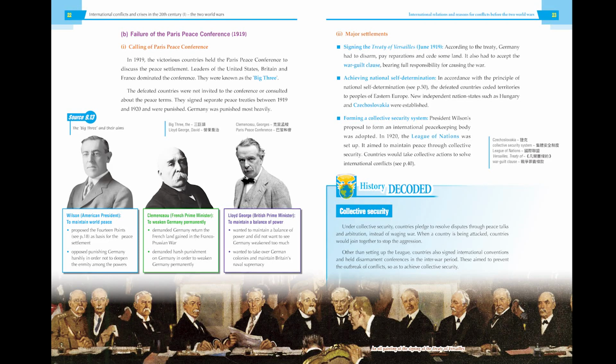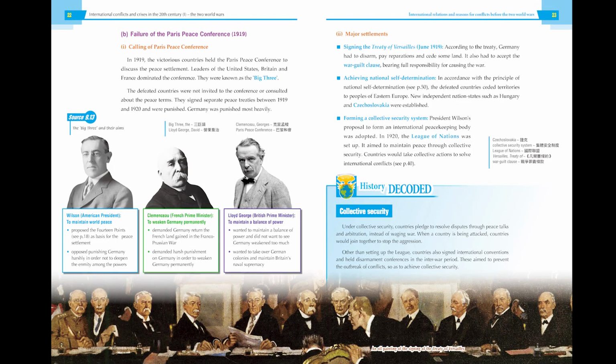2. Major settlements. Signing the Treaty of Versailles, June 1919. According to the treaty, Germany had to disarm, pay reparations, and cede some land. It also had to accept the war guilt clause, bearing full responsibility for causing the war.